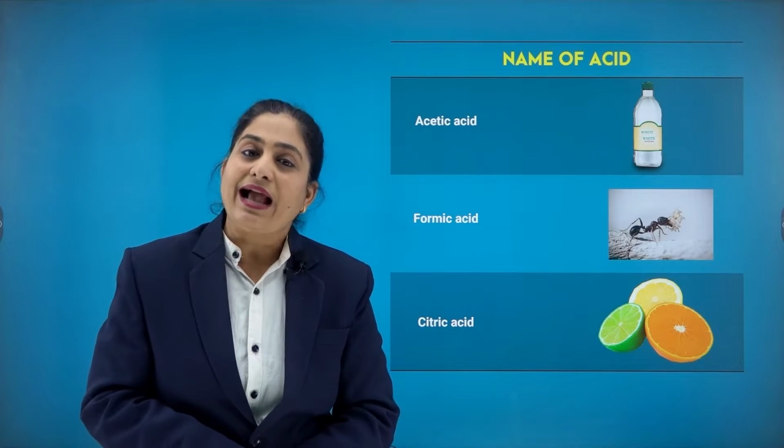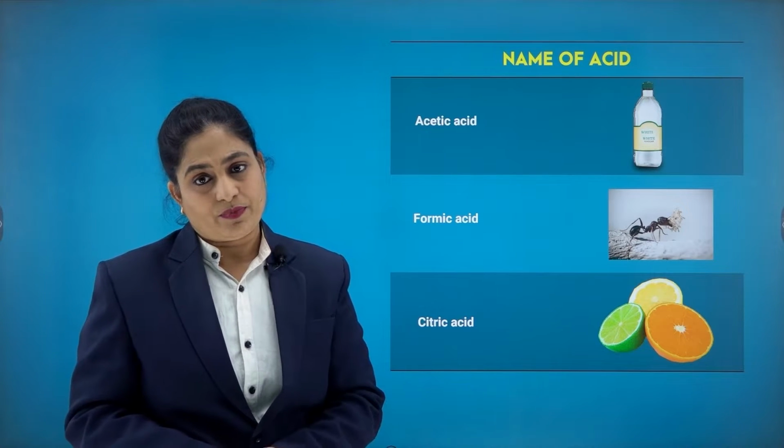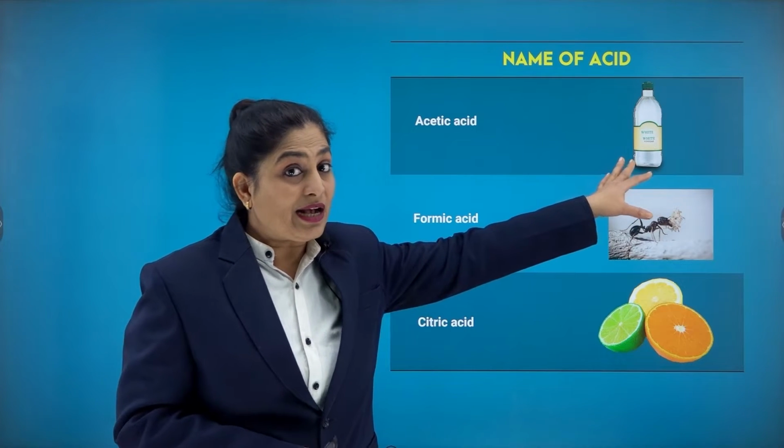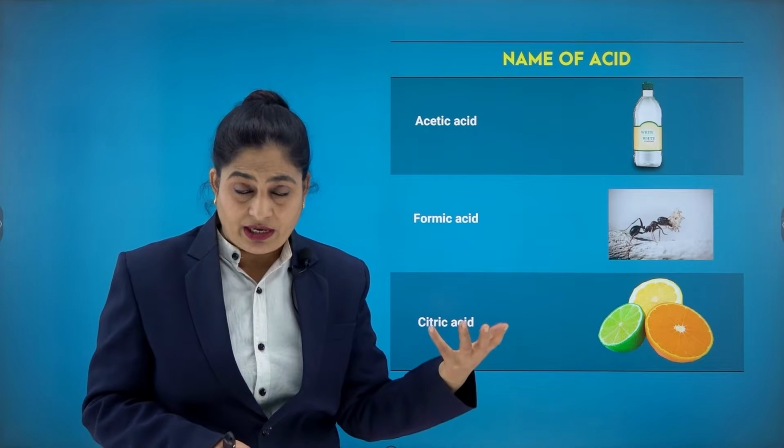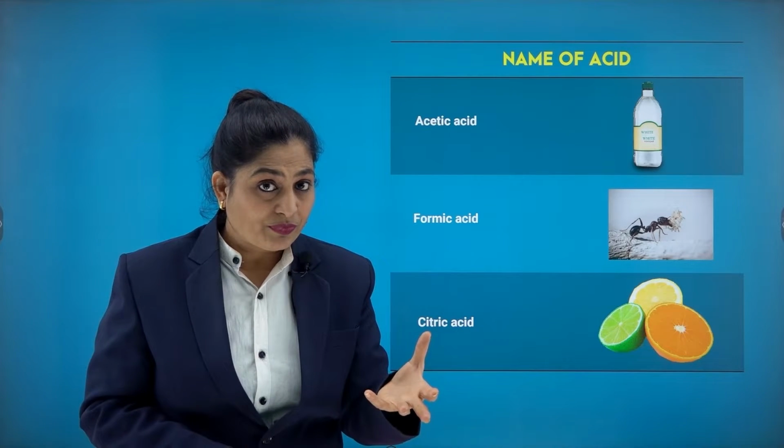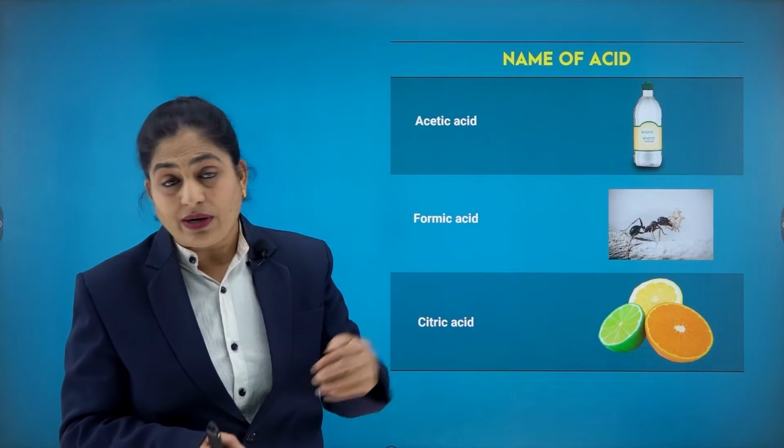Let us see certain acids found in different substances. When we talk about vinegar and I ask you what acid we have in vinegar? It is acetic acid. Yes, it is acetic acid that is found in vinegar.